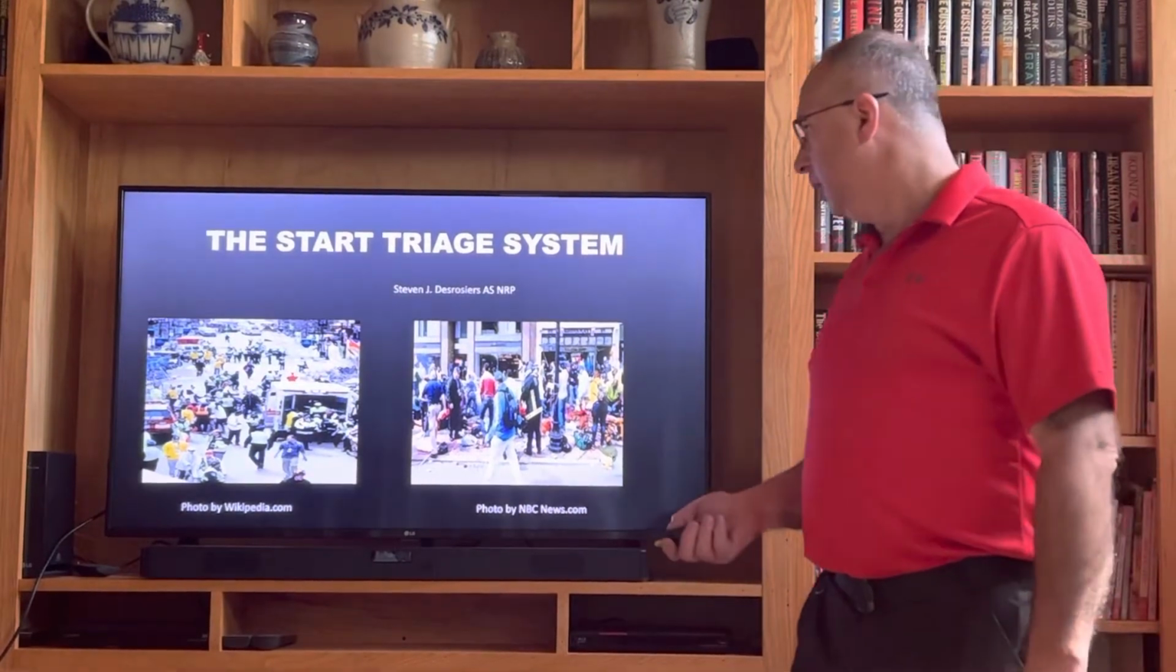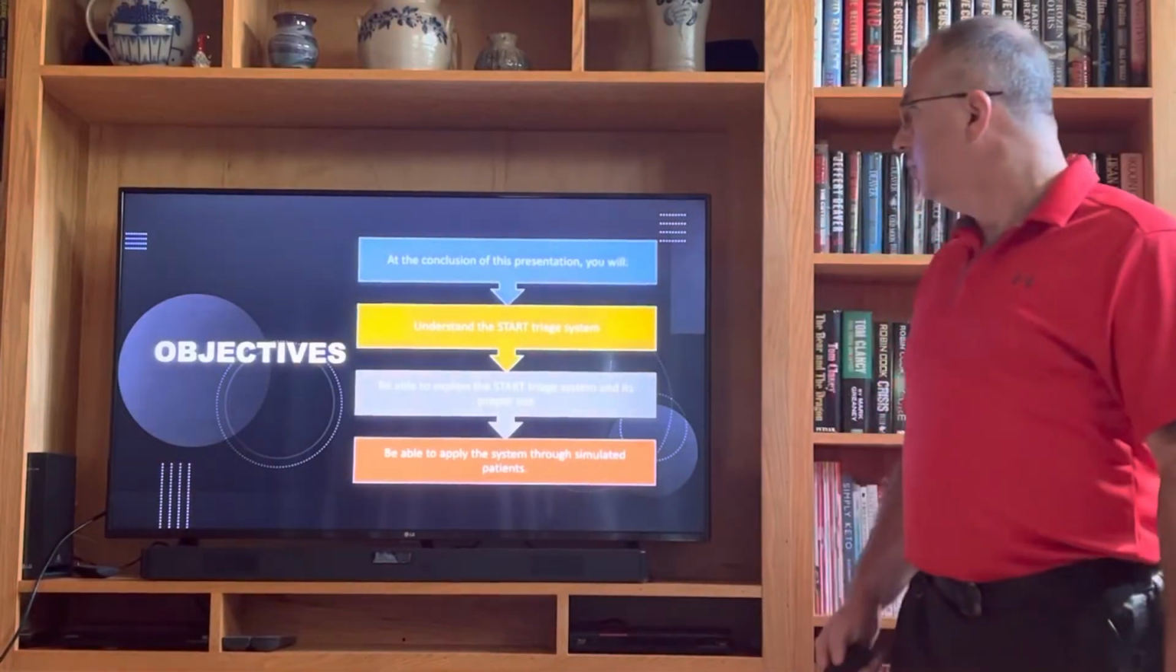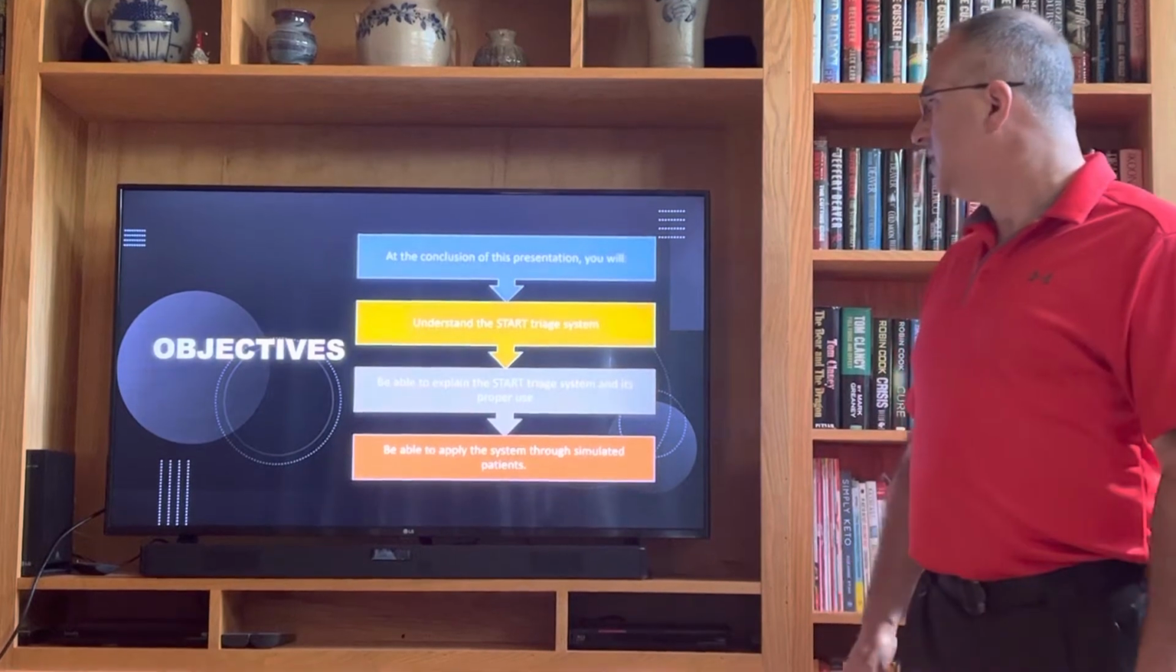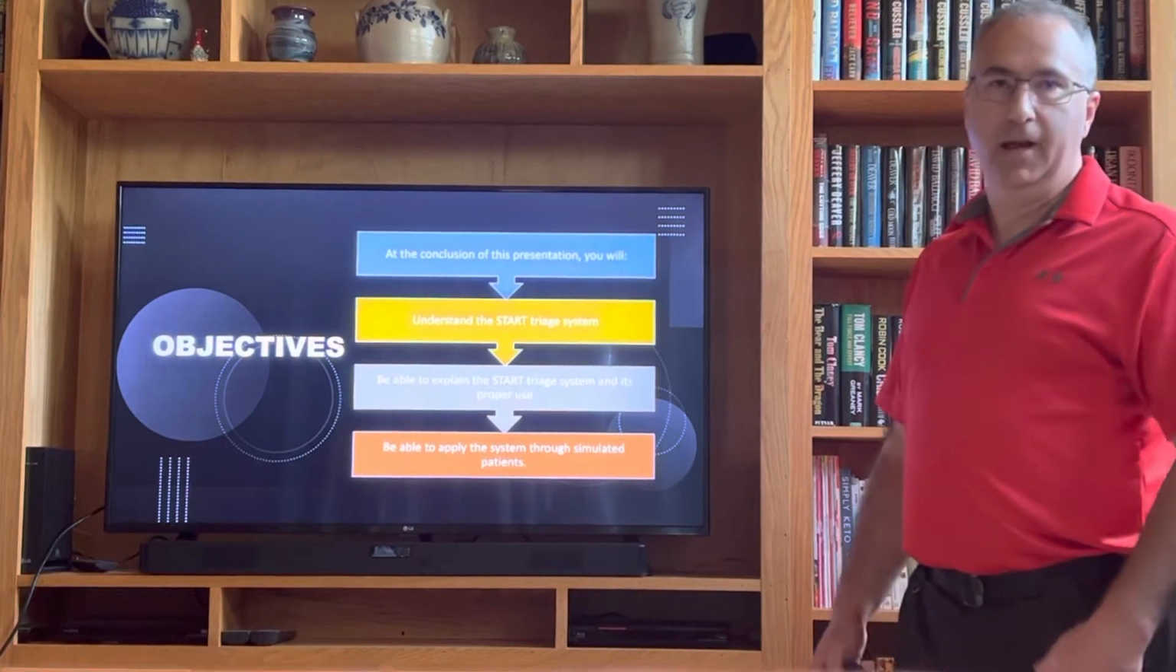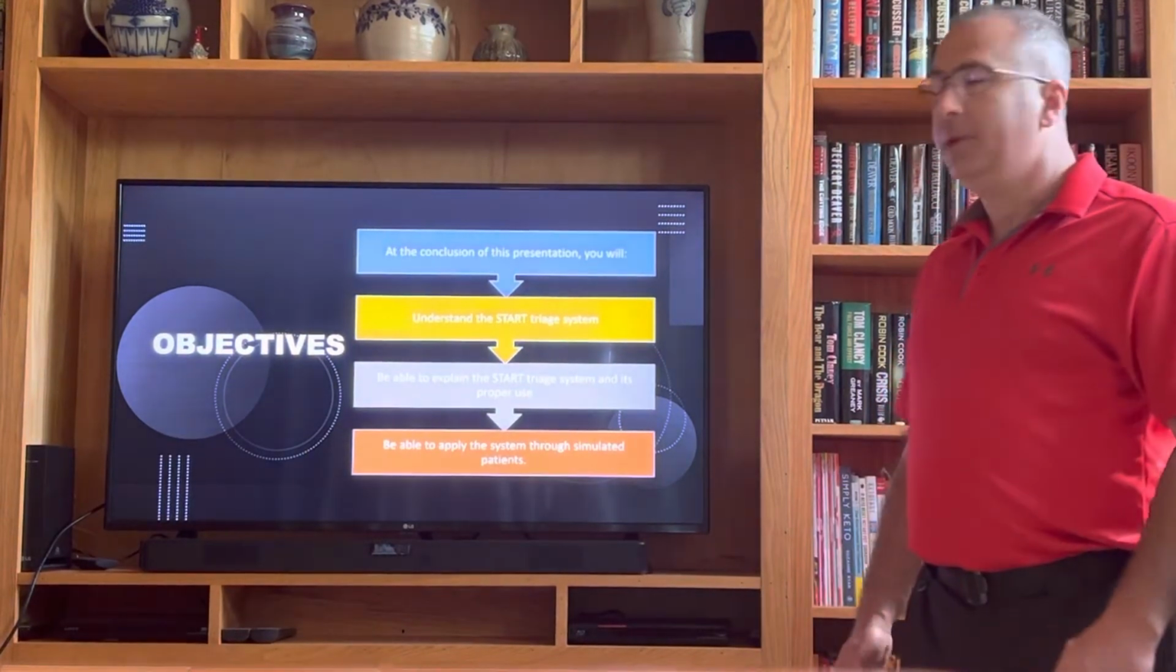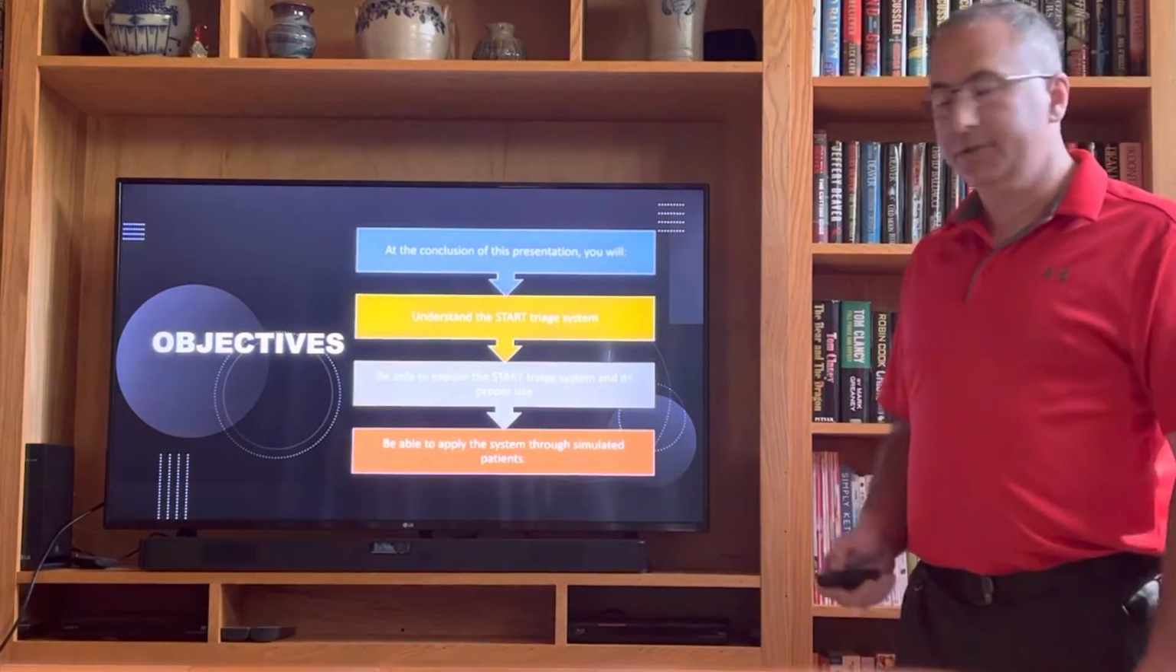So what are going to be some of our objectives for today? Well, at the conclusion of this presentation, you should be able to understand the START triage system. You should be able to explain the system and how we're going to use it. And you should be able to apply it with some scenarios.